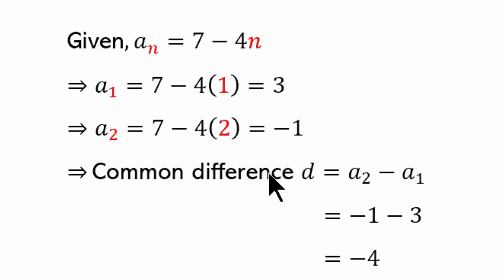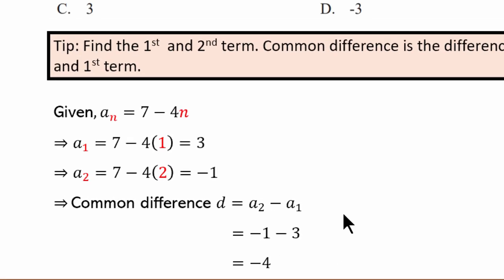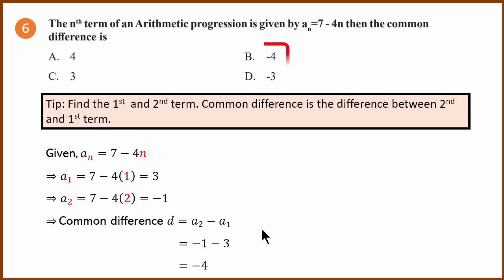Common difference formula: second term minus first term. Second term is minus 1. First term is 3. So minus 1 minus 3. The common difference is minus 4. So what is the answer? Answer is B. Okay, this is a very very common question.